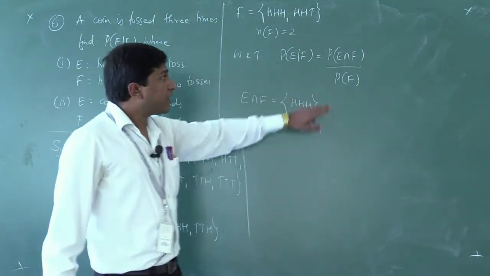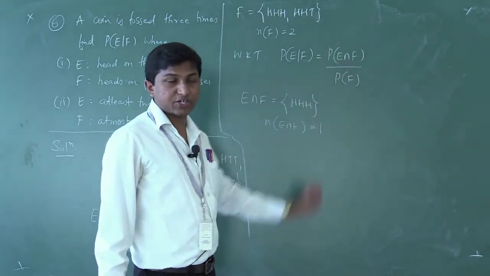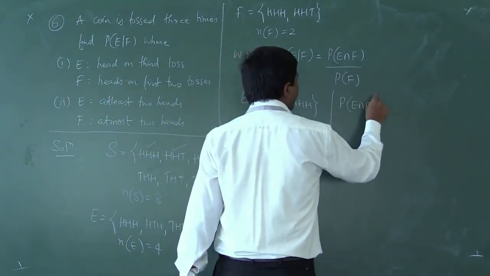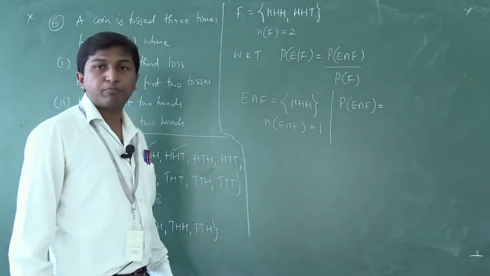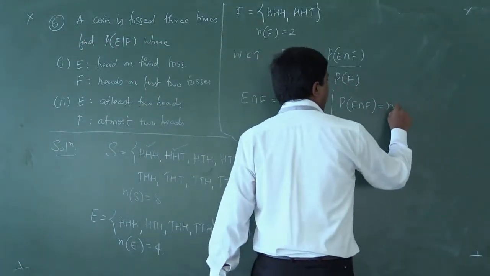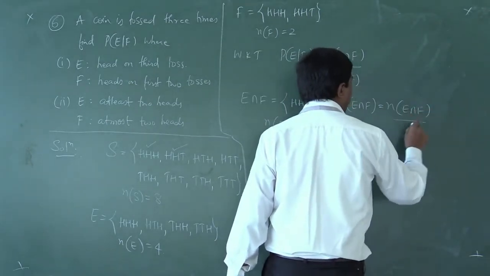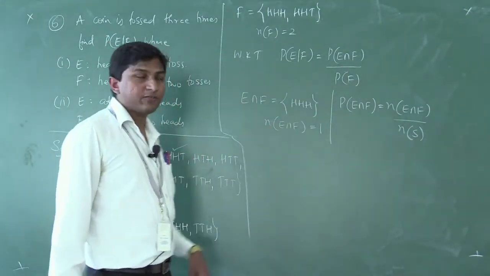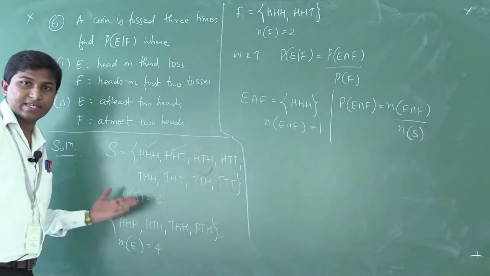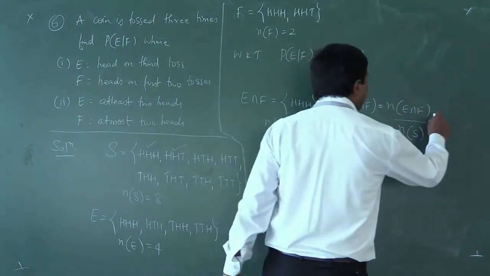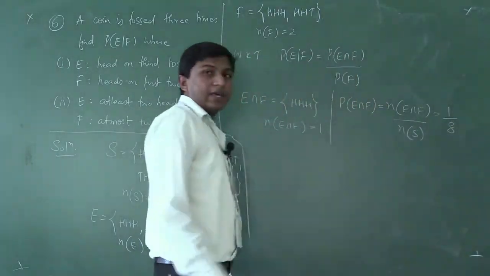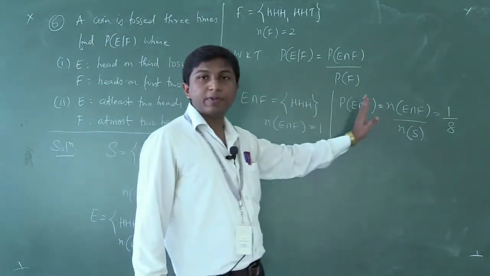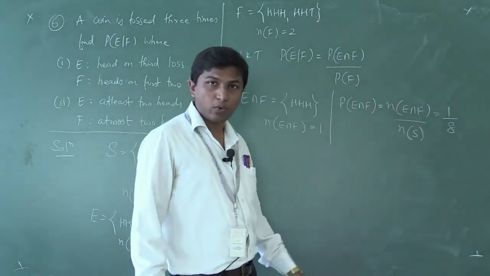Now we have to find out P of E intersection F. What is the P of E intersection F formula? By the definition of probability of an event, it is nothing but N of E intersection F by N of S: number of elements in E intersection F divided by number of elements in the sample space. So it is nothing but 1 by 8. There are 8 elements in the sample space and there is one element in the set E intersection F. So probability of E intersection F will be nothing but 1 by 8.